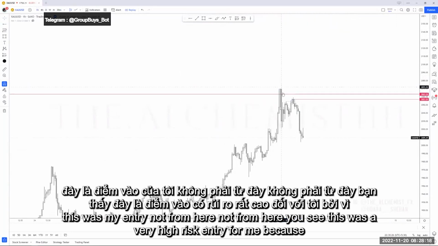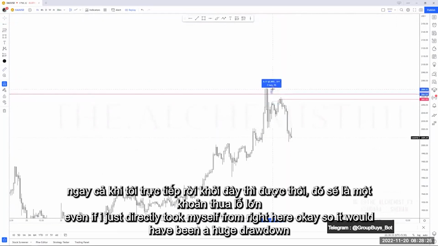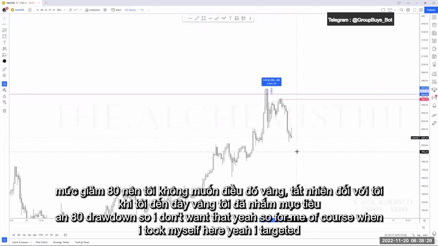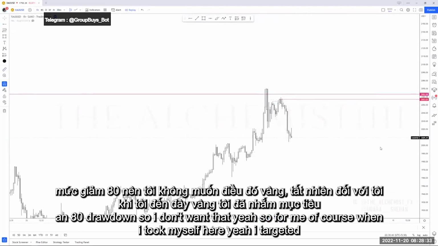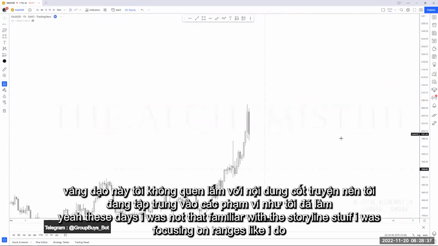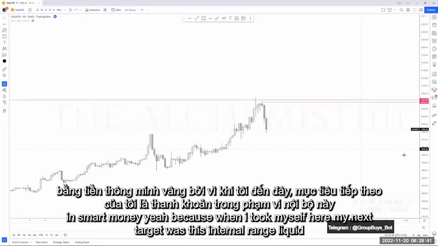This was a very high risk entry for me, because even if I had directly taken my sell from right here, it would have been a huge drawdown, an 80 pip drawdown. So I don't want that. When I took my sell here, I targeted, yeah, in those days I was not that familiar with the storyline stuff. I was focusing on ranges like I do in smart money.